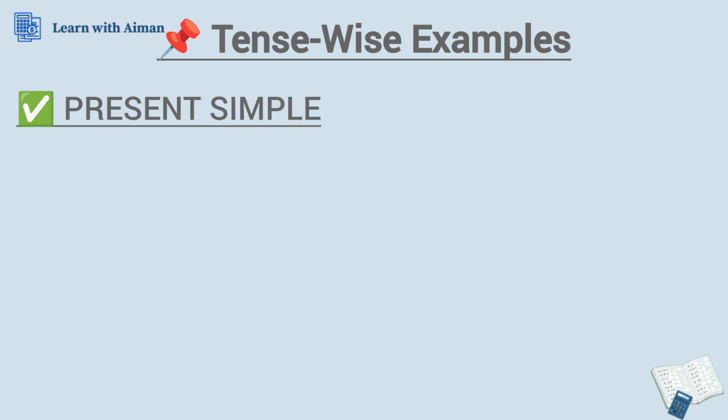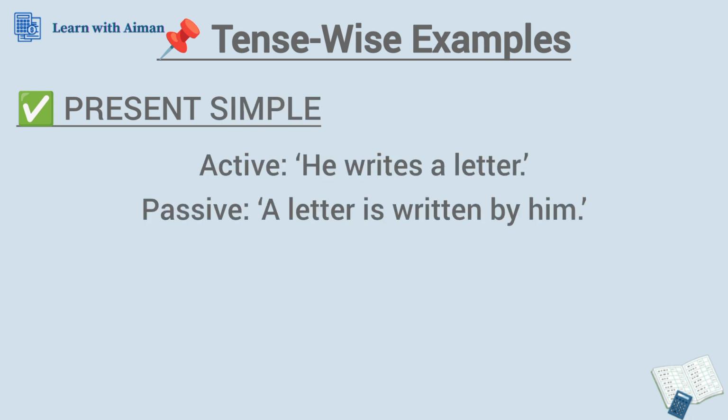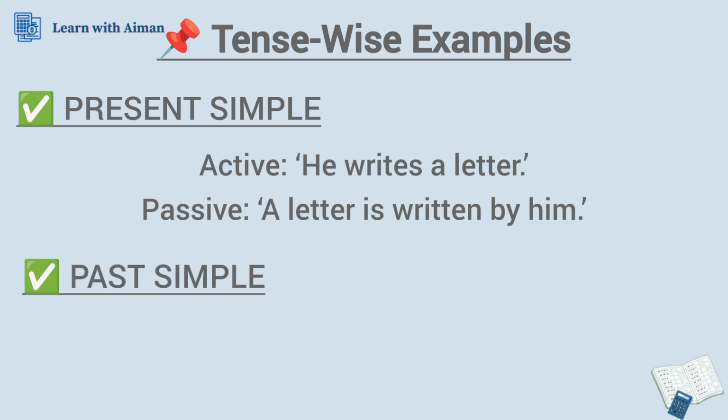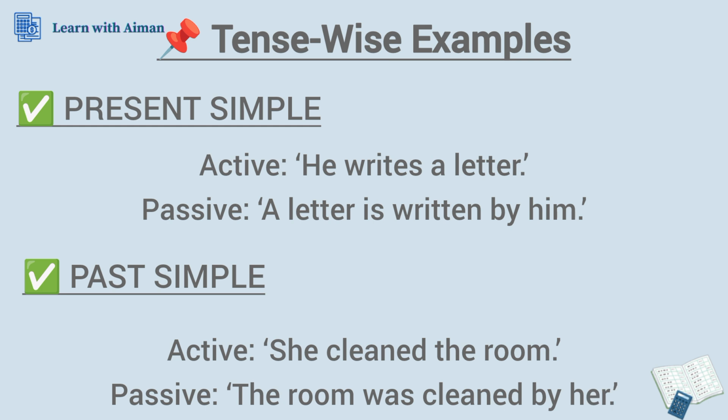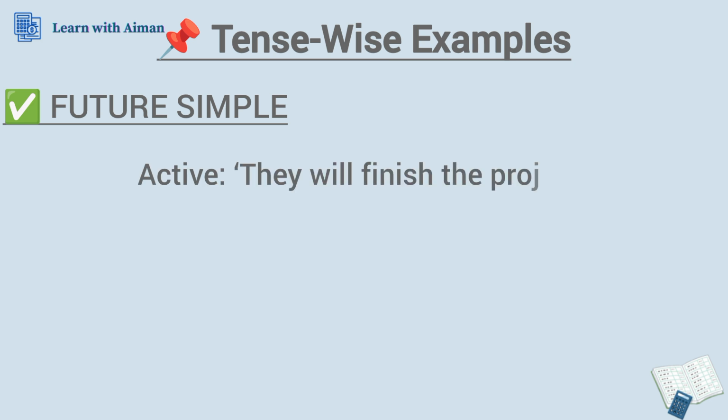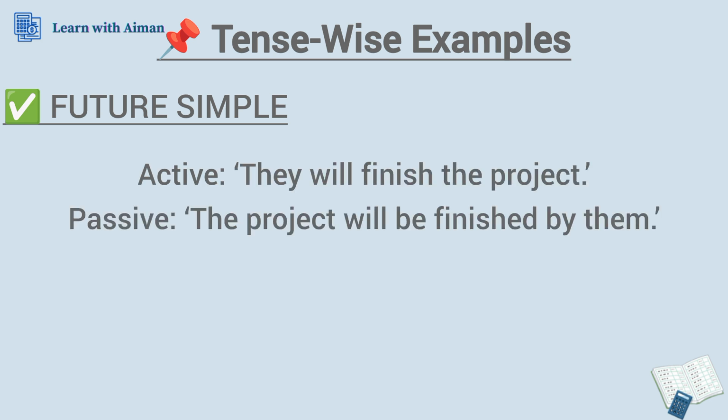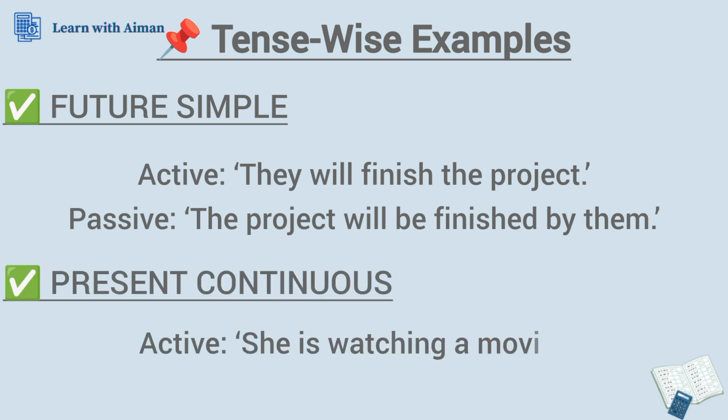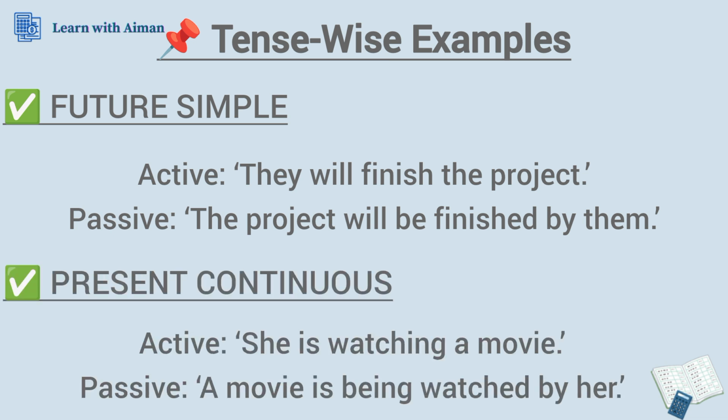So tense-wise examples, the complete table. Here's the ultimate tense table you can screenshot. Let's do it together. Present simple. Active voice: he writes a letter. Passive voice: a letter is written by him. Past simple. Active voice: she cleaned the room. Passive voice: the room was cleaned by her. Future simple: they will finish the project. Passive voice: the project will be finished by them. Present continuous. Active voice: she is watching a movie. Passive voice: a movie is being watched by her.